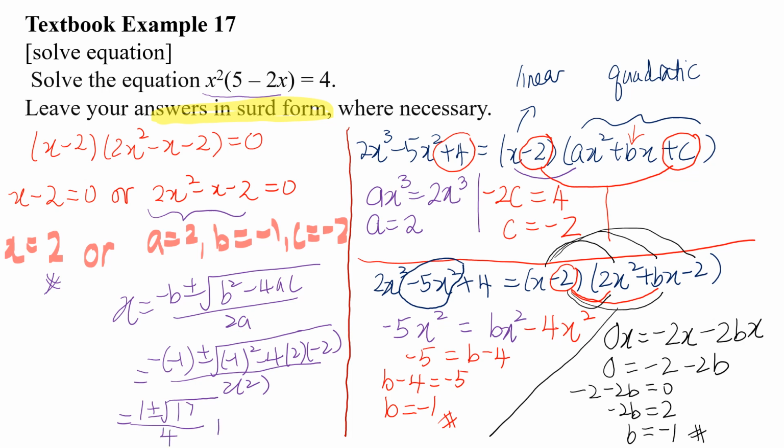over 4. So there will be 3 solutions there. x equals to 2 is one solution. x equals to 1 plus square root 17 over 4 is one solution. The other solution will be 1 minus square root 17 over 4. You can put them together, no problem.